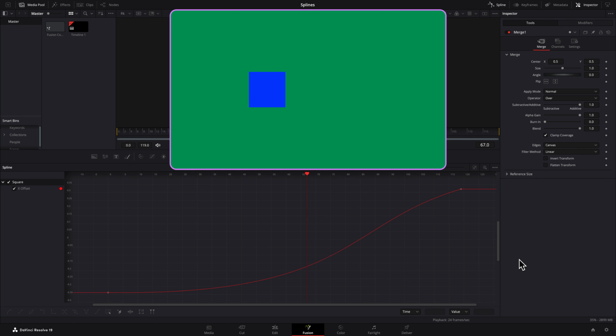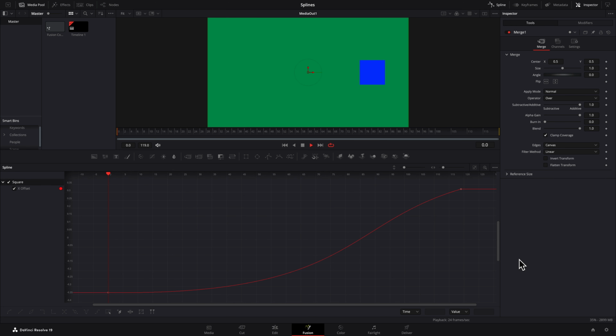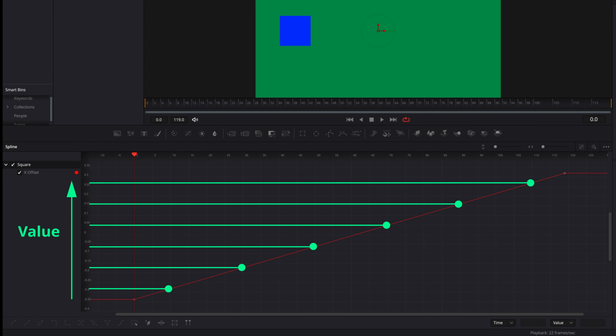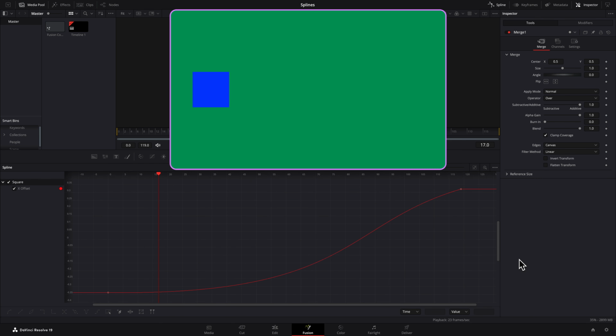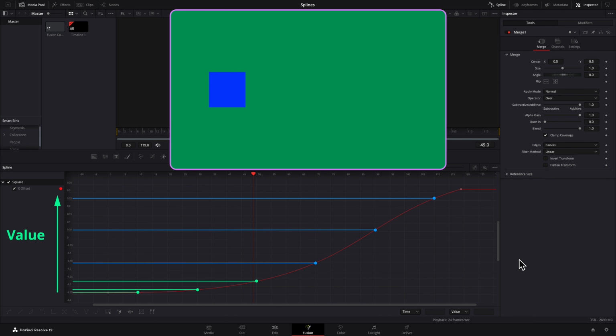Why is it doing that? Remember, the shape of a spline alters the value of the keyframe parameter it represents. Let's look at the first spline again. Here, X offset's value is increasing at a steady rate between the two keyframes. But with the second spline, its value is increasing at a lesser rate at the beginning, so it's moving more slowly. Then, as the spline becomes steeper, the value of X offset increases at a greater rate and the square moves more quickly.